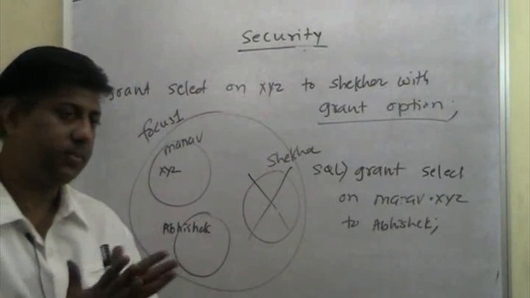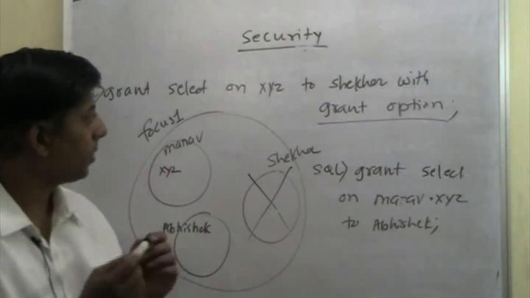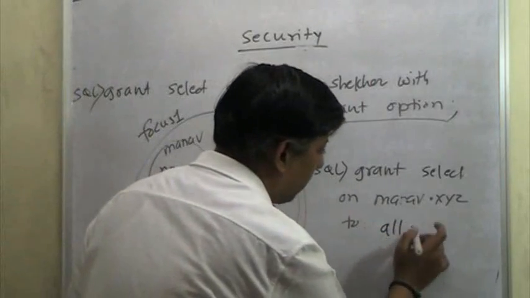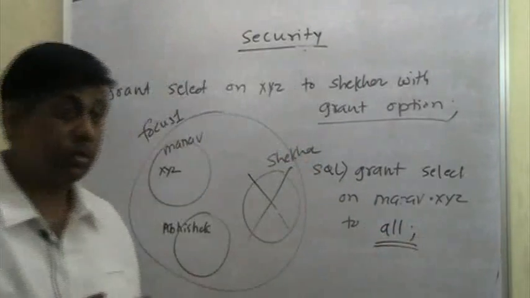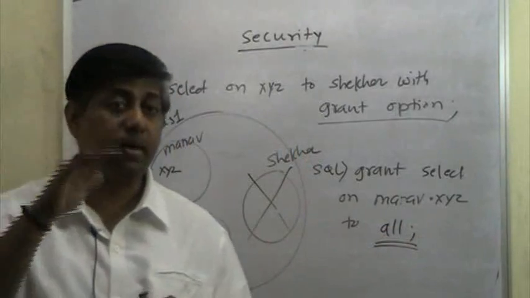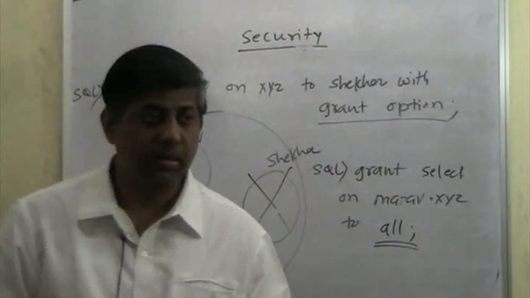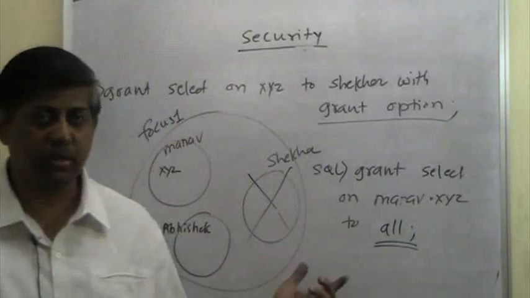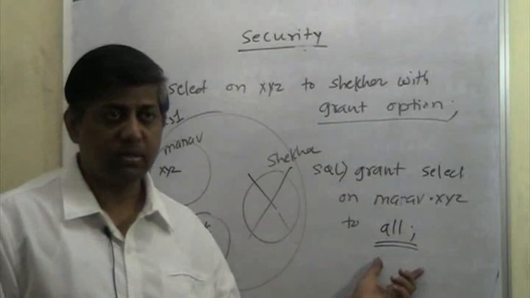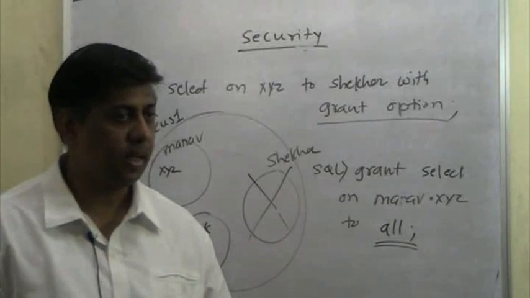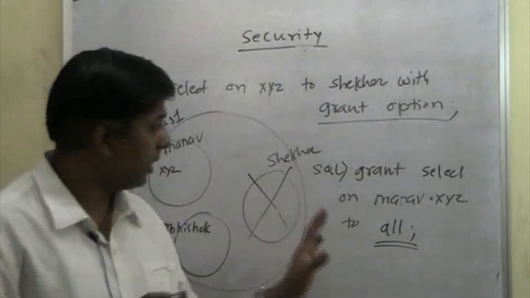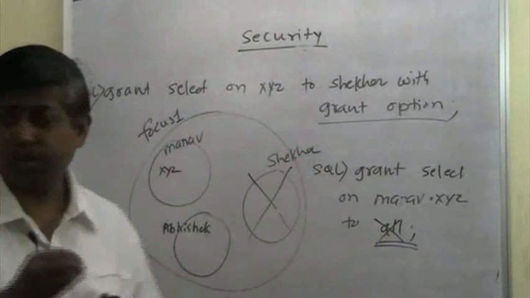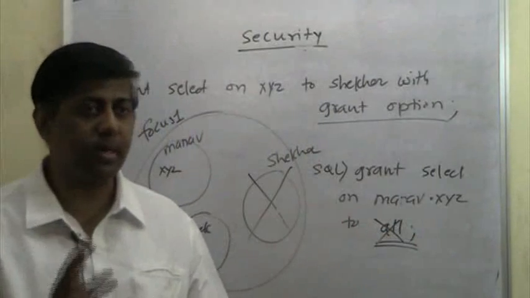And can Shekhar grant it to all, meaning grant select on manav.xyz to all? No, all is not an allowed keyword here. If you want to grant it to 100 users, he can do it, but he will have to type the grant command 100 times. This is where programming kind of comes in; you may want to write it in a loop. The command can never have this word. So if Manav wants to give it to 100 users, he will also have to type the command 100 times.